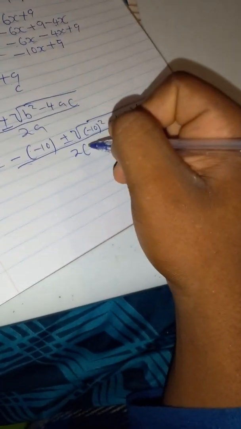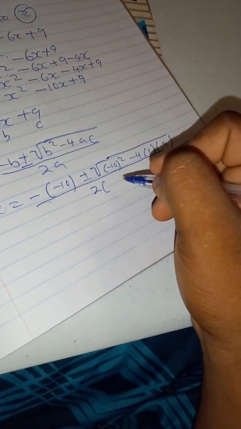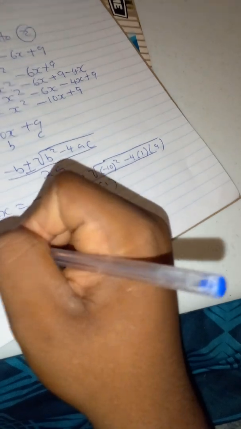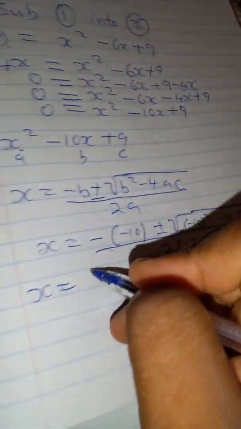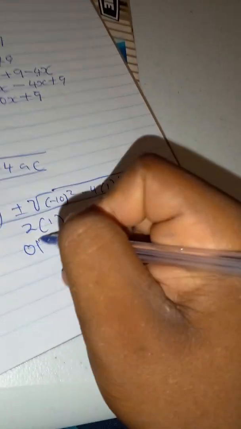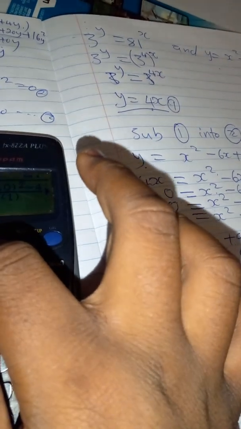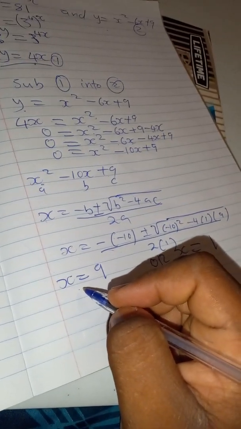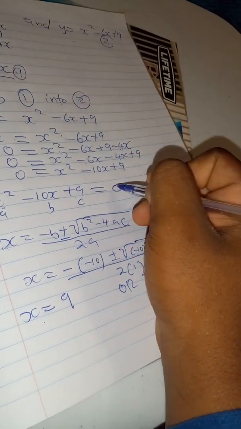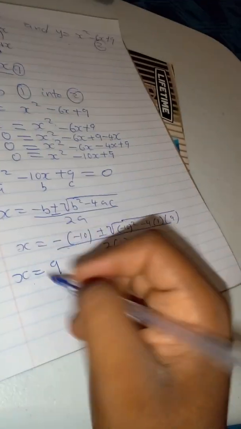Over 2 times a, which is 1. Then our x equals, let me solve it. I just solved it. Our first value for x is 9, or x equals, let me check it when I'm saying minus, it is 1. So now we have our values for x, and this must be equal to 0. So we must find the values for x.